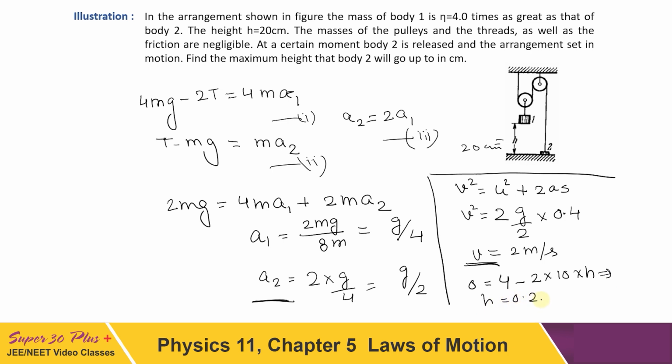So the total height above the ground, that is the maximum height above the ground to which body 2 will go, is equal to 0.2 plus 0.4 is equal to 0.6 meter. Here we have to write the value in centimeter, so it will be equal to 60 centimeter. This is our desired result.